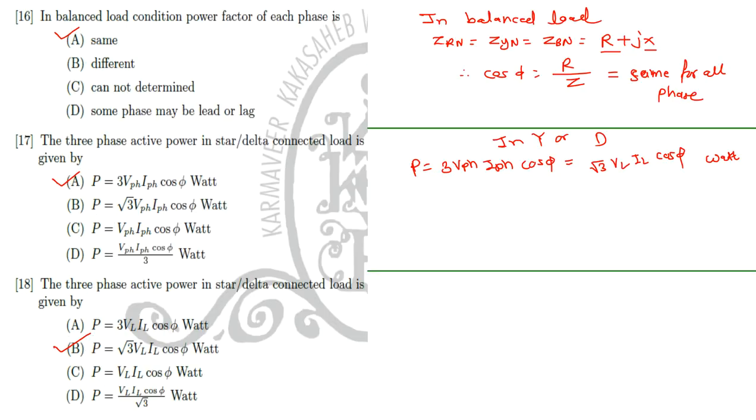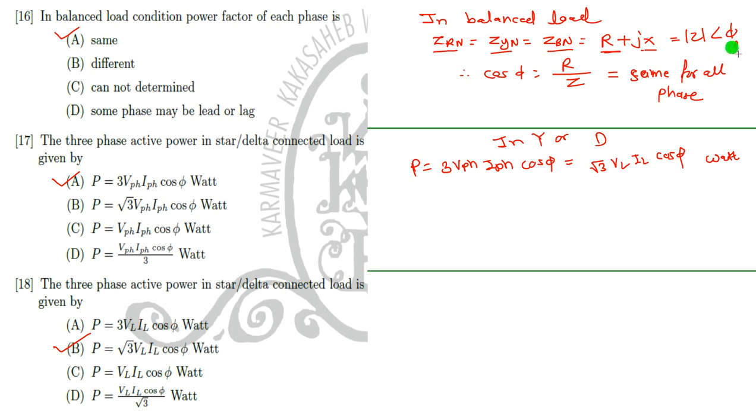Okay, let's discuss the next one. In balanced load condition, the power factor of each phase is? If the load is balanced, it means ZRN is equal to ZYN is equal to ZBN. So it is R plus jX, or it is the magnitude of Z at an angle of phi.